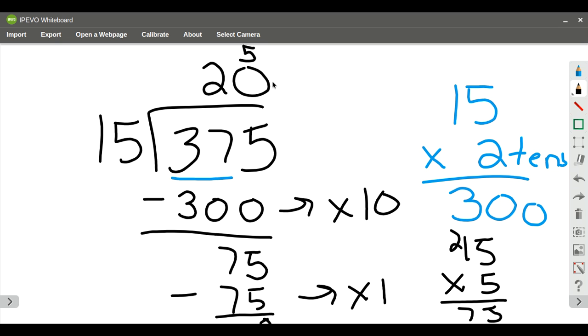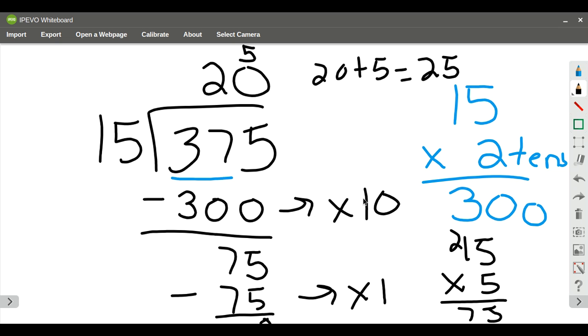So this right here, the 20 and then the 5 up above, represent my partial quotients. Here's my partial quotient for multiplying by the 10s. Here's my partial quotient for multiplying by the 5s. So I write the 10s first, and then I write the 5s. Then I'm going to add them together. So 20 added to 5 is going to be equal to 25.